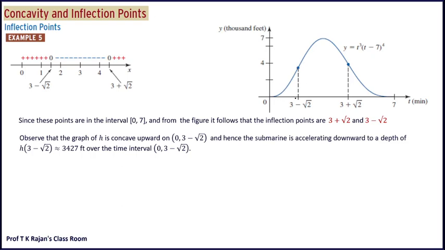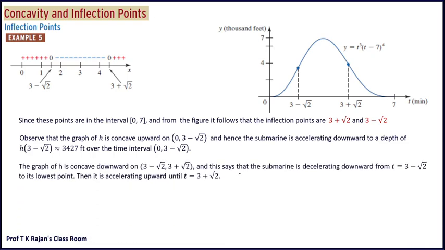So in the interval 0 to 3 minus root 2, the curve is concave upward. The meaning is the submarine is accelerating downward to a depth of approximately h of 3 minus root 2, 3427, over the interval 0 to 3 minus root 2. From there onwards, 3 minus root 2 to 3 plus root 2, it is actually concave downwards. So what is happening to the submarine? In this interval, the submarine is decelerating instead of accelerating.